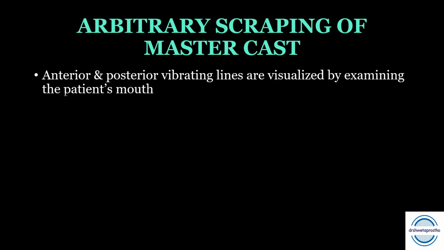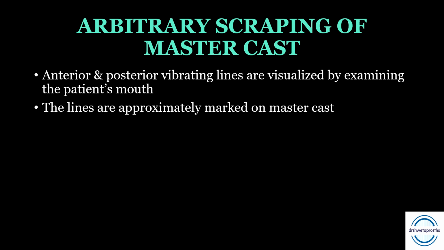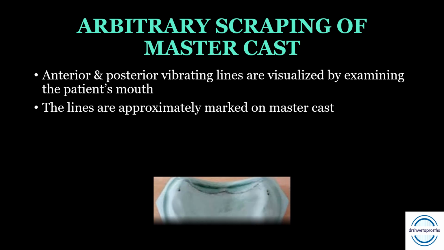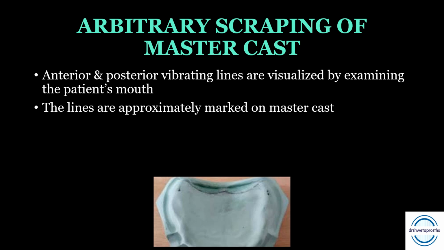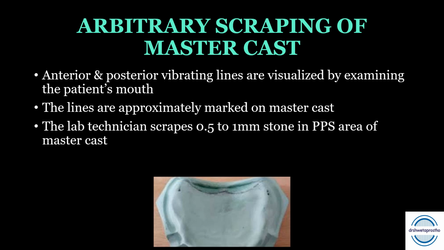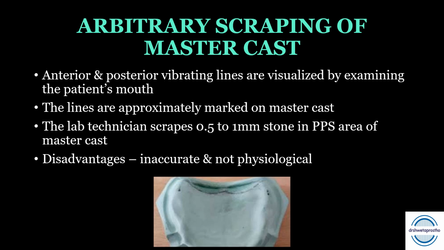The next method is the arbitrary scraping of the master cast. In this, the anterior and the posterior vibrating lines are visualized by examining the patient's mouth. Then these lines are approximately marked on the master cast. Then the lab technician scrapes the cast 0.5 to 1 millimeter of stone in the posterior palatal seal area of the master cast. Now this technique is not advised because it is inaccurate and it is not at all physiological.